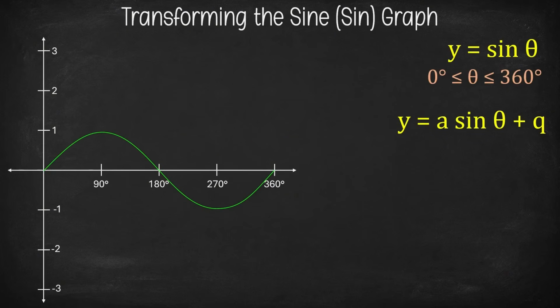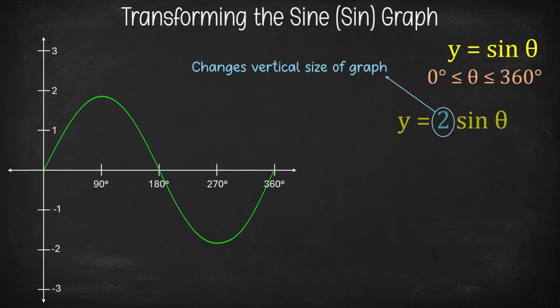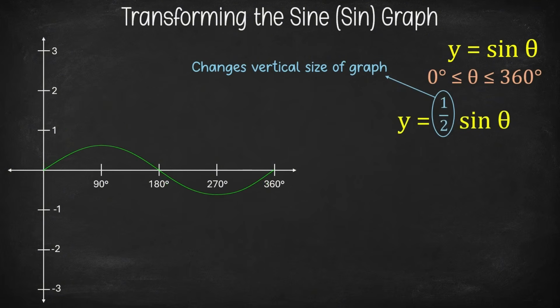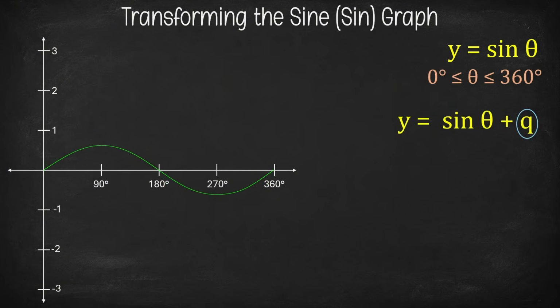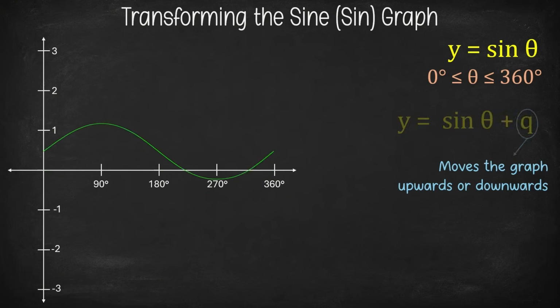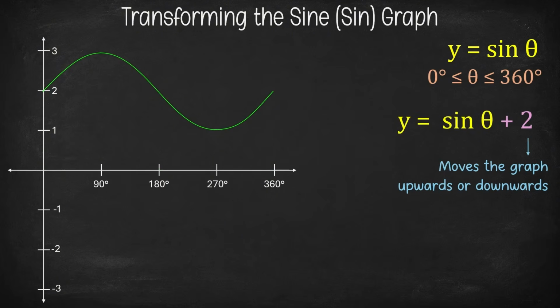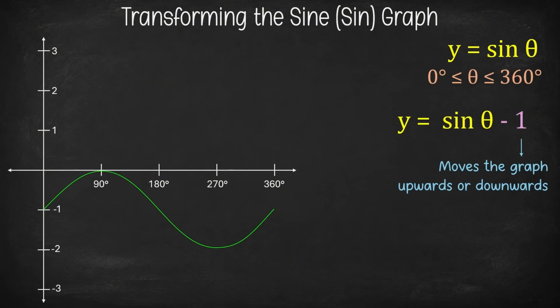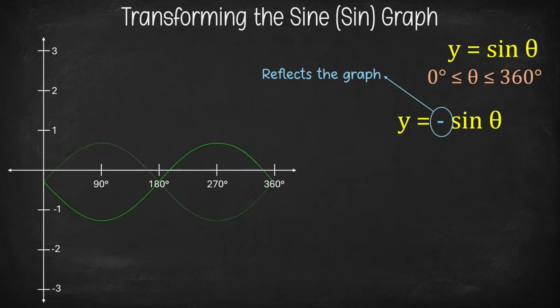Always remember that a in this formula changes the vertical size of a graph. For instance, if you have y equals 2 sin theta, it will stretch your graph. If your a value is less than 1, for instance a half, then it will shrink your graph. And then the q value will move the graph upwards or downwards. So if you have y equals sin theta plus 2, it will move your graph upwards. And if you have y equals sin theta minus 1, it will move the graph downwards. And if you have a negative a value, for instance y equals negative sin theta, then it will reflect your graph.